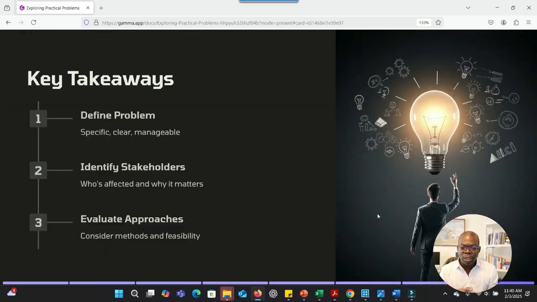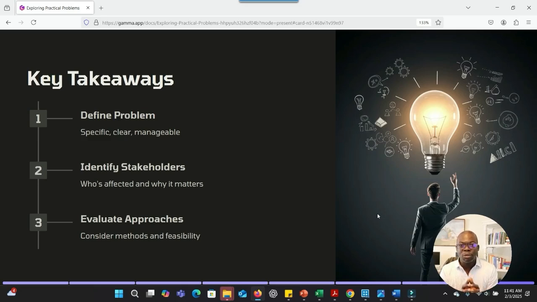So what are the takeaways? The takeaways are that you always have to make sure that you clearly define the problem, right? You have to identify people who are affected by the problem, who are positively or maybe negatively affected by it, and provide information about why and the implications. You also have to consider some methodologies and feasibilities in terms of doing research to help address the problem. So these are the things that you have to think about.